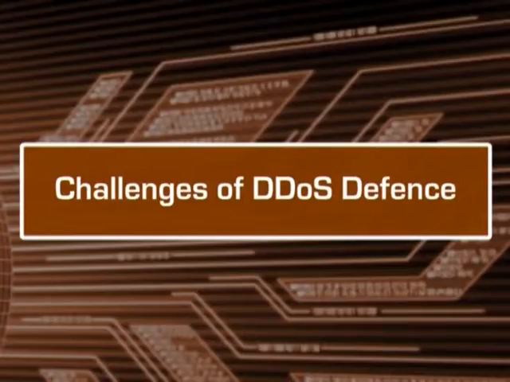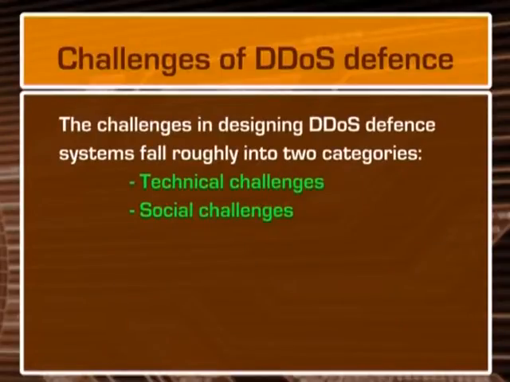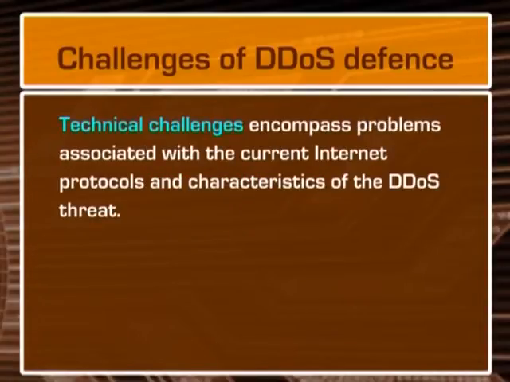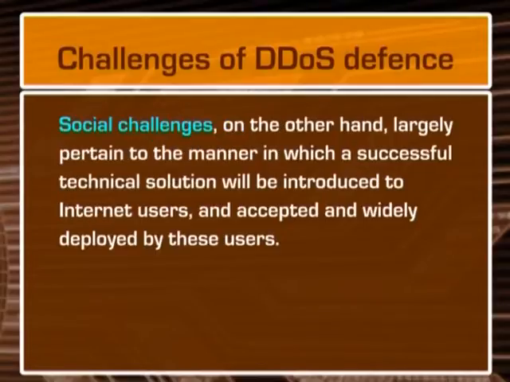Next, we will discuss the challenges of DDoS defense. The challenges in designing a DDoS defense system fall roughly into two categories: the technical challenges and the social challenges. Technical challenges encompass problems associated with the current internet protocol and characteristics of the DDoS threat. Social challenges, on the other hand, largely pertain to the manner in which a successful technical solution will be introduced to the internet users and accepted and widely deployed by these users.